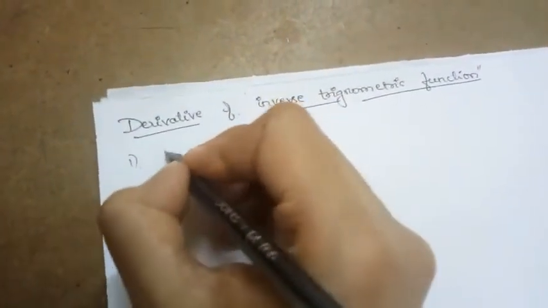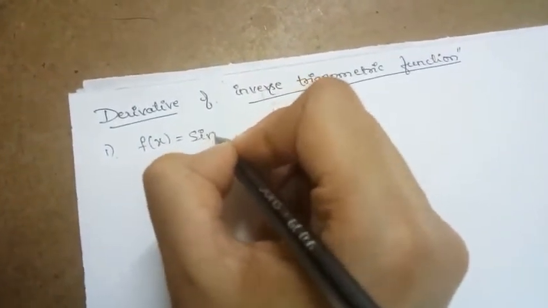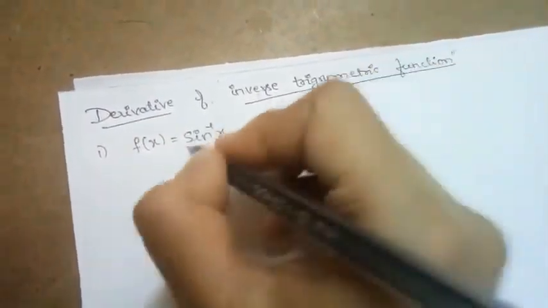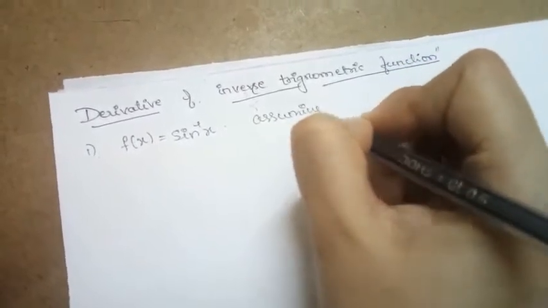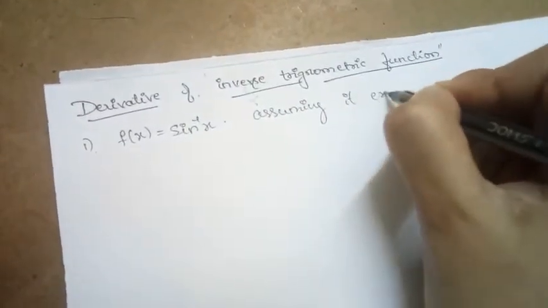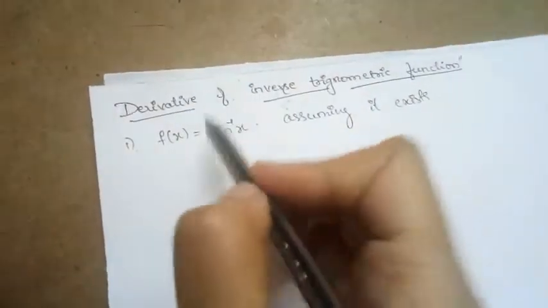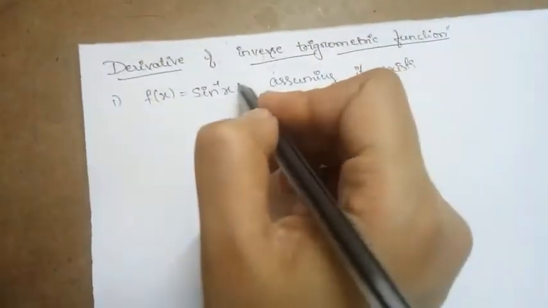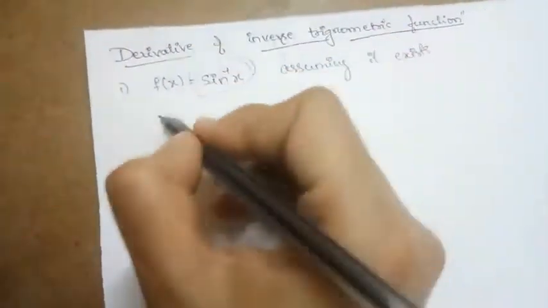So the first thing is we need to find the derivative of f(x) = sin⁻¹(x). We need to find the derivative of this function by assuming it exists. So we are assuming that the inverse exists. By assuming that, we need to find the derivatives of this inverse trigonometric function, that is sin⁻¹(x). So let us start by finding it.